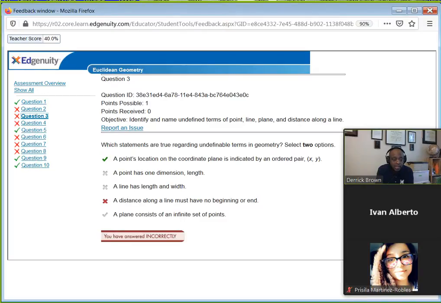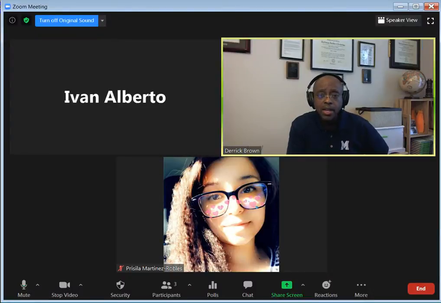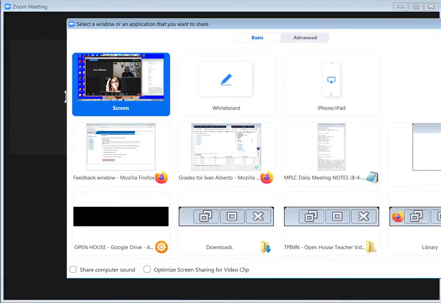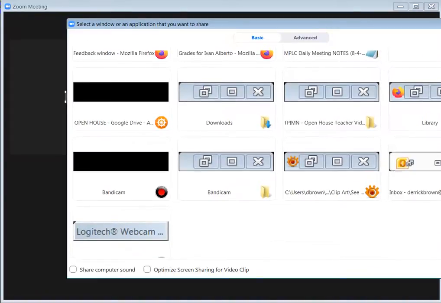All right, so I want to draw you a picture to show you why a distance along a line can have a beginning and an end. This is tricky, but answer D is incorrect. You believe me? Yeah. All right, let me work this out here. I'm gonna stop this screen share. All right, and then I'm gonna share my browser, and then we're gonna go and grab a tool.